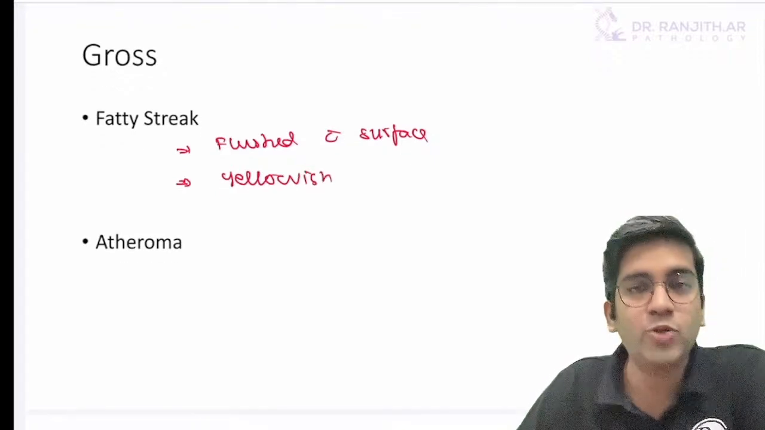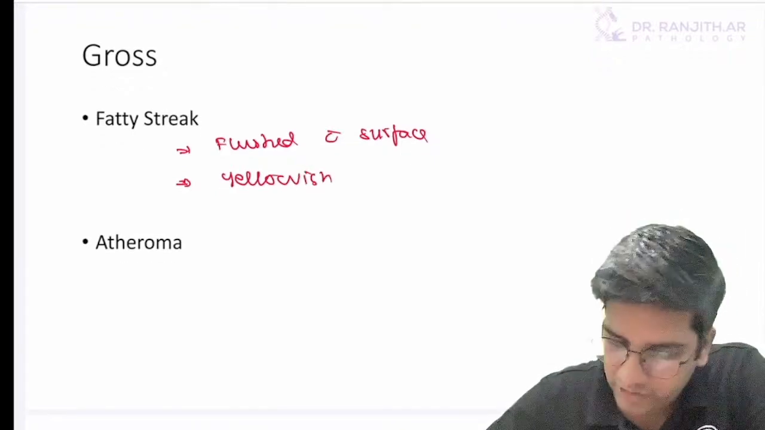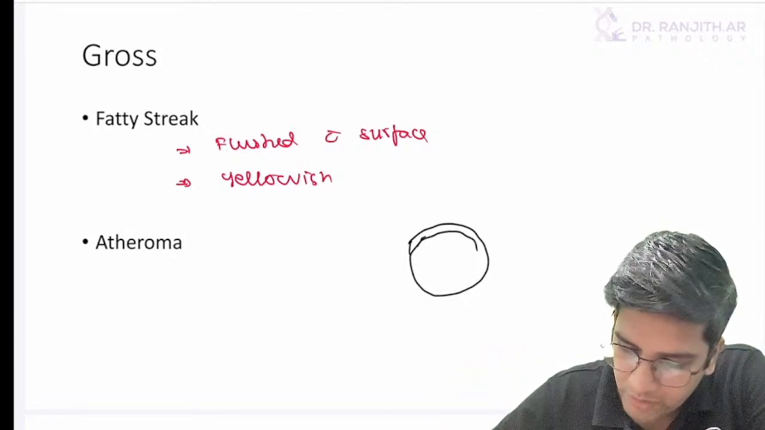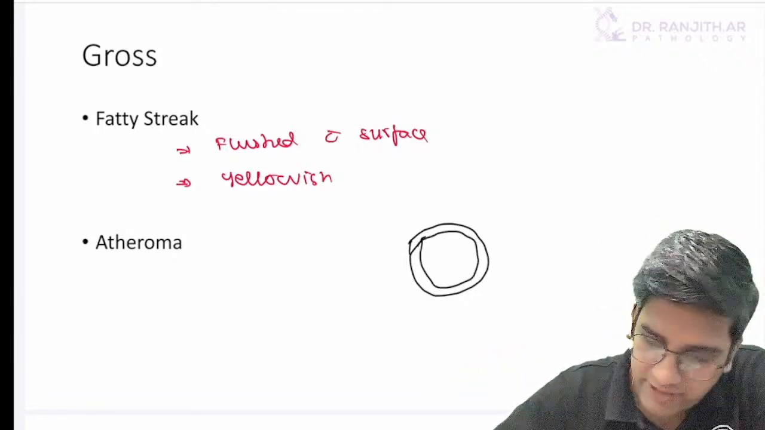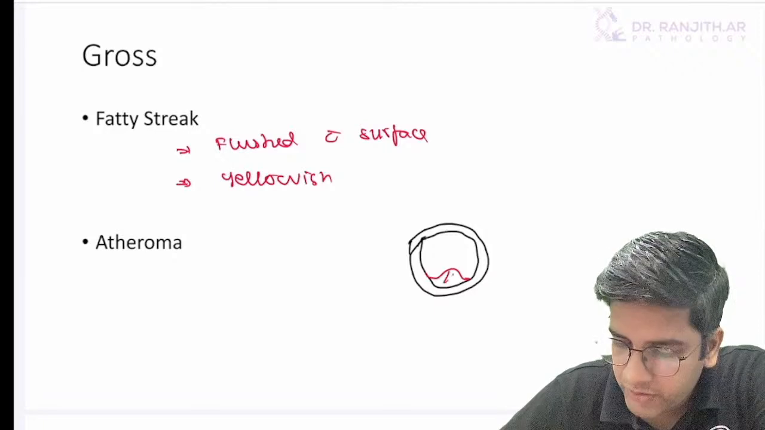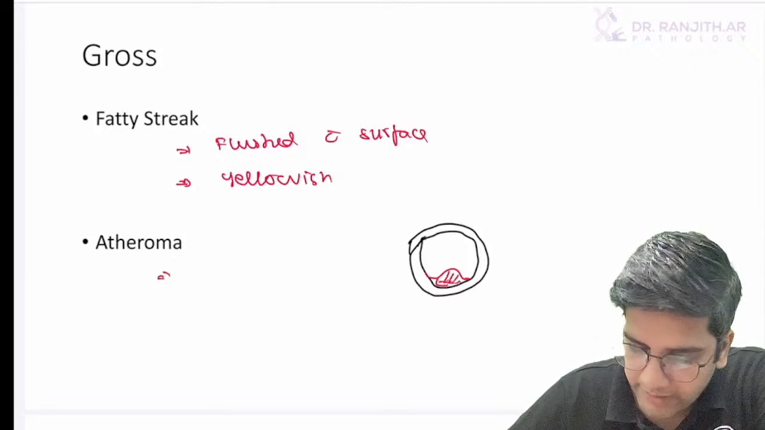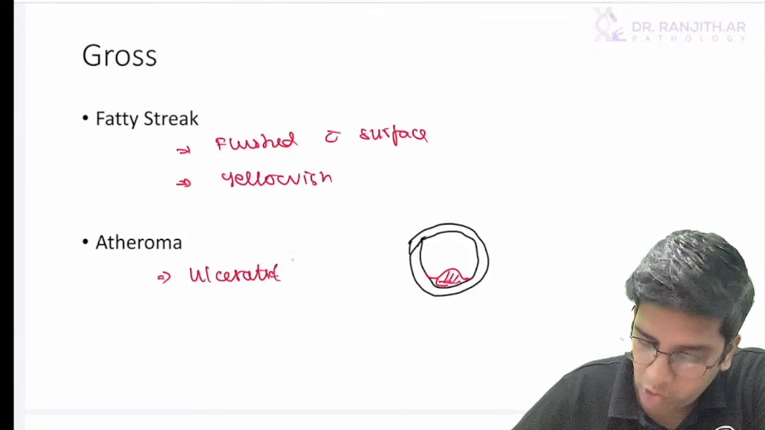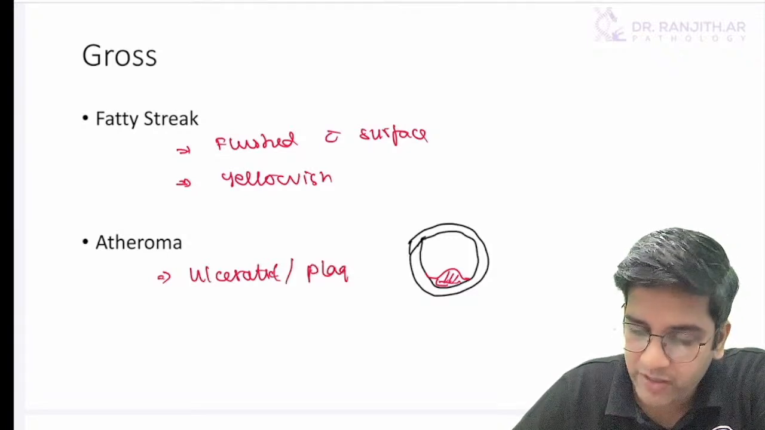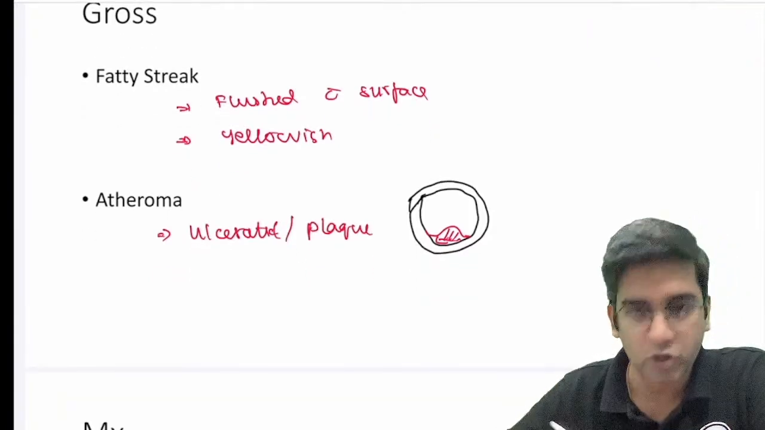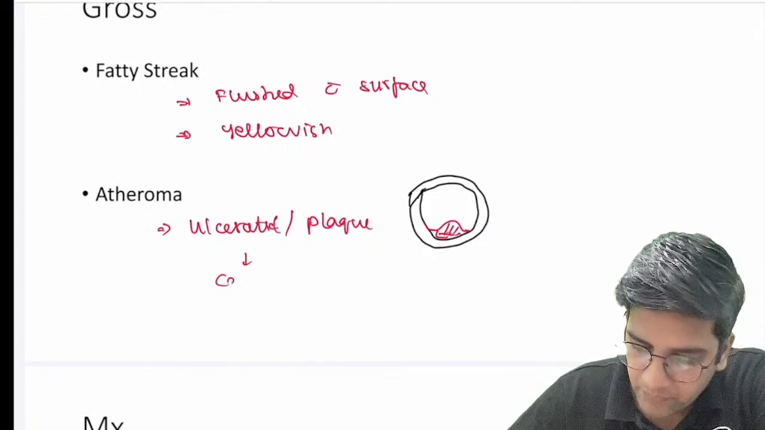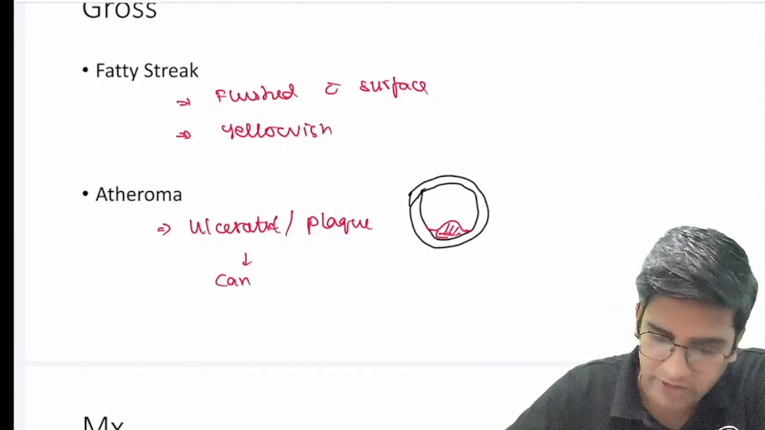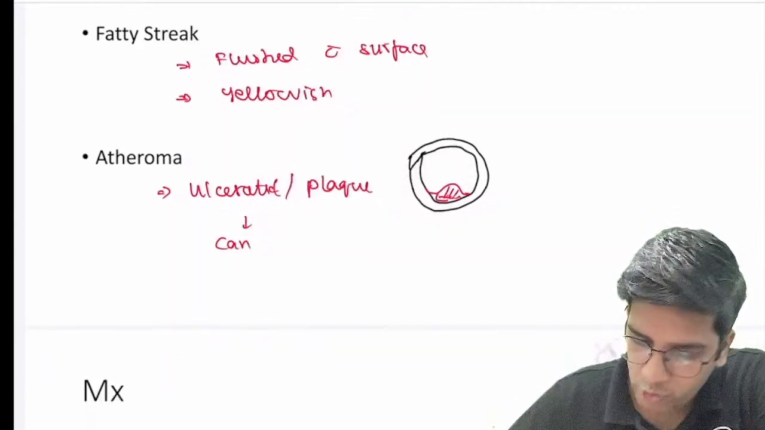Okay. Atheroma on the other hand, you can draw a diagram for an atheroma, draw a blood vessel, cut surface of a blood vessel, right? Atheroma on the other hand will definitely be a little bit elevated. So this is how atheroma will look. It might be ulcerated or it might be a plaque. Plaque is an irregular elevation on any surface. That's what we call it, a plaque, which can or may not narrow the lumen of the blood vessel.